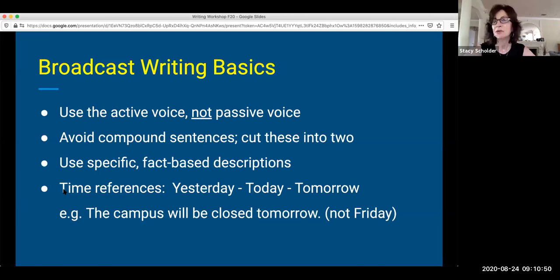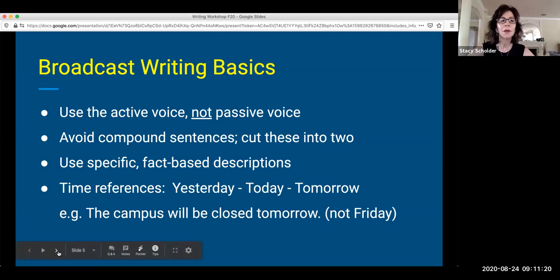Use specific, fact-based descriptions. We want to avoid flowery, perhaps subjective adjectives. And then when you use time references, think about conversational ways of using time references. You would refer to yesterday as yesterday and not as whatever the day before is, if it was Sunday or Monday, all right? And then tomorrow, as opposed to whatever the next day of the week is, all right? So be mindful of that in your writing.